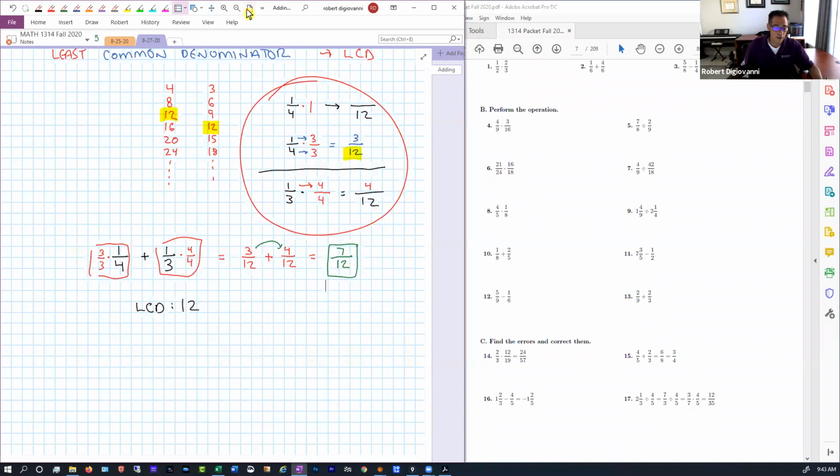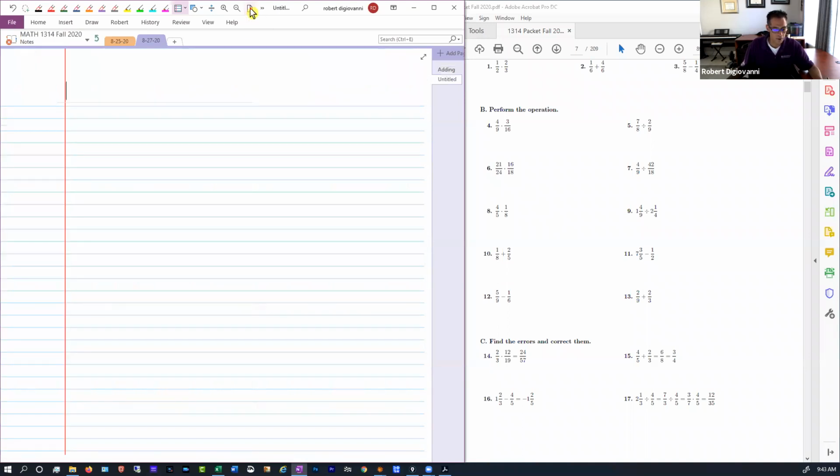Let me give you a formula. Everyone likes formulas. So, adding or subtracting fractions, and I'm going to put a little thing here, with the same denominator.